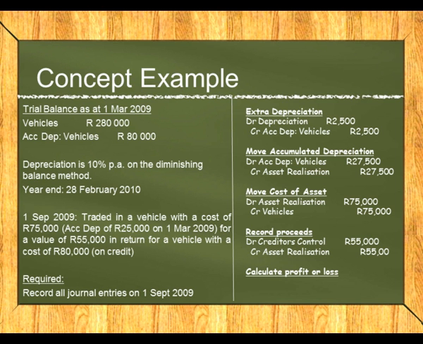And then finally we calculate the profit and loss, and we calculated it and we got 7,500, which was a profit. So to record that, we debit asset realization with 7,500 and we credit our profit on sale of asset with 7,500. The one entry which I'm not showing here, because it would also occur on the 1st of September, is to bring into our books the new vehicle that we have acquired, that one costing 80,000 Rand. So we would debit vehicles for 80,000 Rand and we would credit our creditors control for 80,000 Rand.